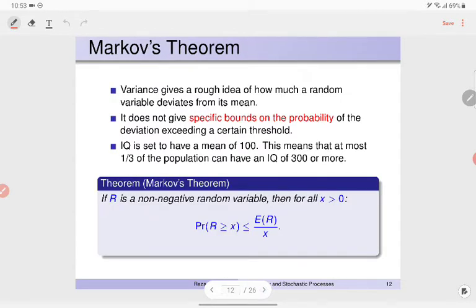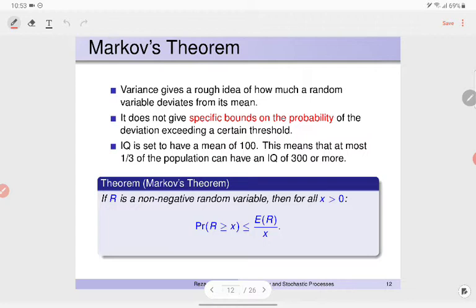Okay. Now, variance gives a rough idea of how much a random variable deviates from its mean. So we get the idea of this deviation, how much a random variable is off from its mean when you perform a particular experiment, for example. But it does not give specific bounds on the probability of the deviation exceeding a certain threshold. You may want to know this probability, the specific bound on this probability.